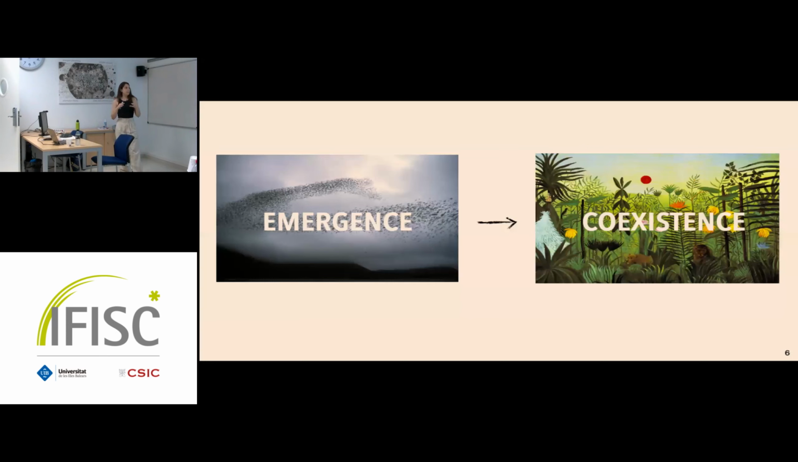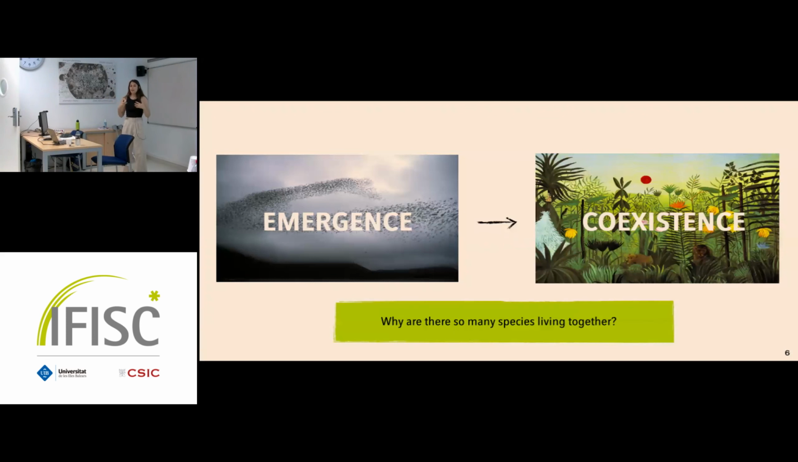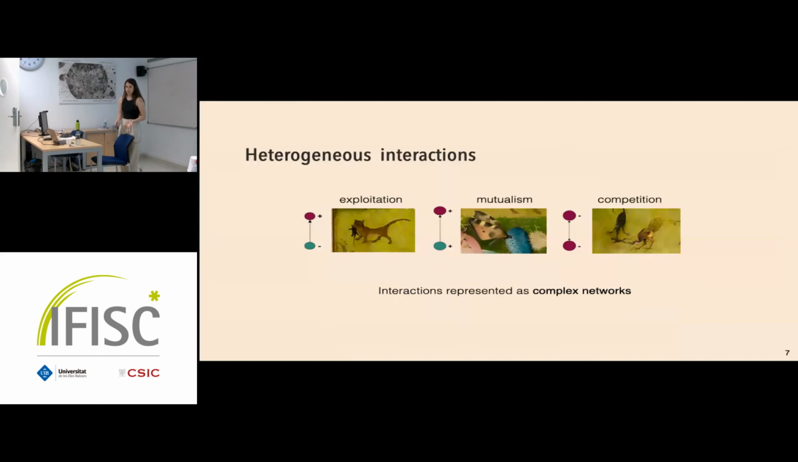So in this setting, the emergent phenomenon that we have here is coexistence, in the sense that we have a lot of different species, very, very different, but living together. And the main question in ecology is actually why there are so many species, why that biodiversity. Then these species are interacting in a variety of ways.